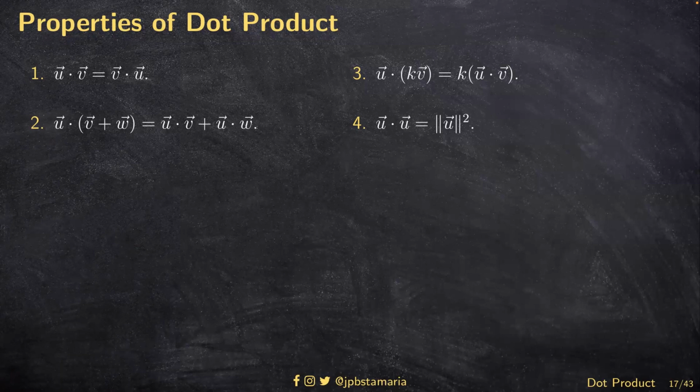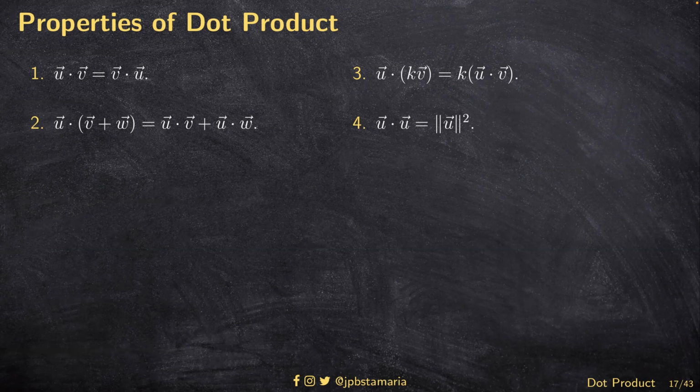Number 2, it also distributes over addition. Right? So kahit ang dot product mo nandito sa kanan, it will also distribute because meron ka nung property number 1. Number 3, if you take the dot of a vector with a scalar multiple of another vector, the resulting answer should be the same as the scalar factor k times the original dot product of the two vectors.